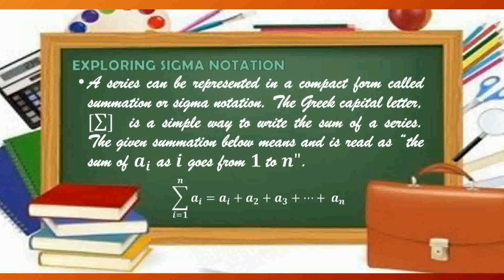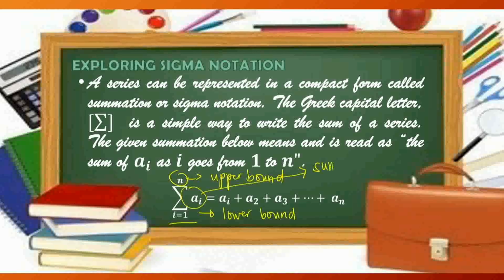to n. So this is the upper bound. And this is the lower bound. And this one is called the sum, and this is the expanded form.